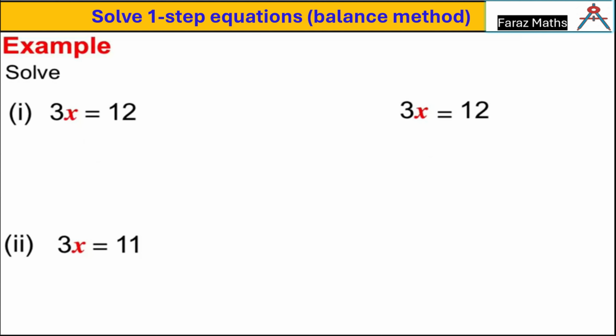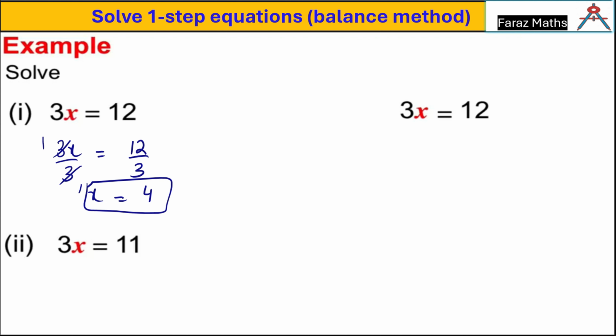Okay, coming to the next, 3x equals 12. What you have to do is divide by 3 on both sides. 3x over 3 equals 12 over 3. 3 ones are 3, 3 ones are 3, and x is equal to 12 divided by 3, which is 4. x is equal to 4.